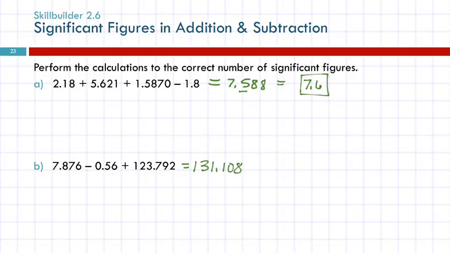How many decimal places should it have? 2. This one's got 3, 2, and 3. So I need to have 2 decimal places. That's the second decimal place where the 0 is. And so I'm going to round that. 131.11.